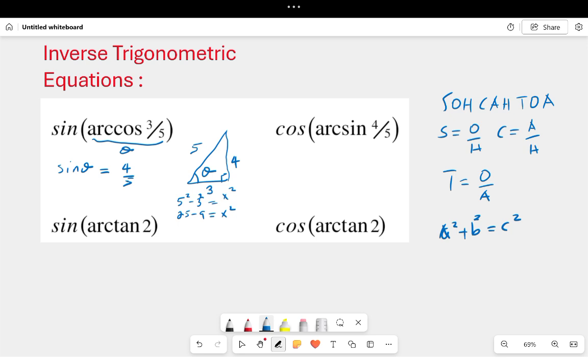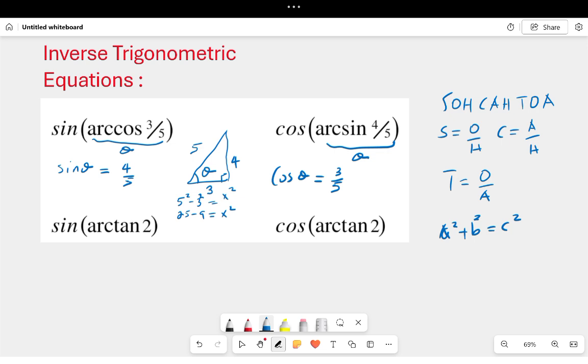Now, the cosine of arc sine of 4 over 5. So we are considering the same triangle whereby the opposite is 4, the hypotenuse is 5, and therefore the adjacent is going to be 3. So arc sine of 4 over 5 is going to be theta. So based on this triangle here, what will be cosine theta? Cosine theta in this case is going to be adjacent divided by the hypotenuse, which is 3 over 5.